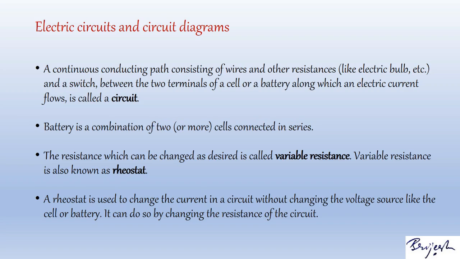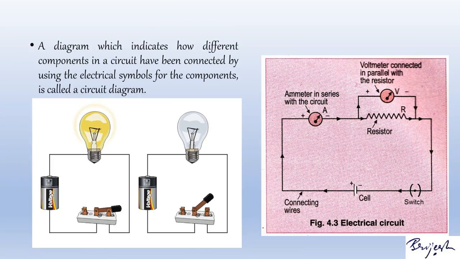Rheostat is used to change the current in a circuit without changing the voltage source like the cell or battery. It can do so by changing the resistance of the circuit. The galvanometer is a current detecting instrument. We will be seeing the galvanometer in the coming chapters. The switch or plug key is a device for making or breaking an electric circuit. A diagram which indicates how different components in a circuit have been connected by using the electrical symbols for the component is called a circuit diagram.